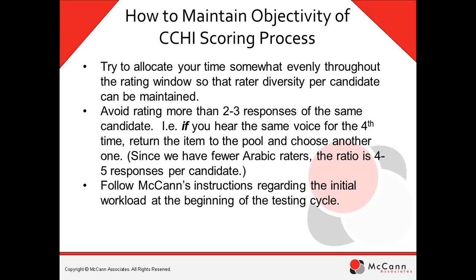Now, we're using 2 to 3 as kind of a rule of thumb. This really does apply to the Spanish and Mandarin raters only. The pool of Arabic raters is a little bit smaller. So for Arabic raters, we ask that you rate no more than 4 to 5 items per candidate. Again, 2 to 3 for Spanish and Mandarin, 4 to 5 for Arabic.